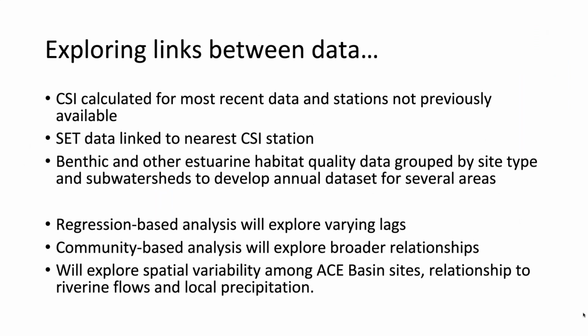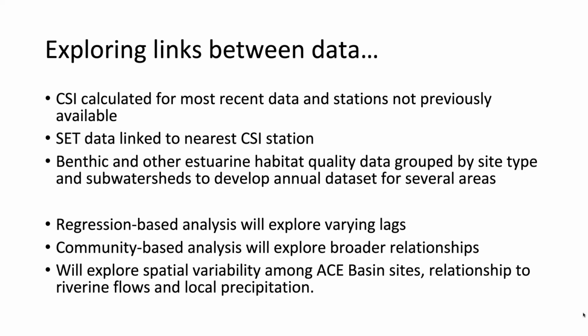So like I said, we're proposing to explore some linkages between these various data sets. We will calculate the CSI for the most recent data at all those sites, as well as for stations where this wasn't previously available. We will link the SET data to the most proximal Coastal Salinity Index station. We'll also take our benthic and other estuarine habitat quality data, group these by site type and sub-watersheds to develop an annual data set for several areas, but we'll also explore site quality in relationship to CSI on an individual site basis.